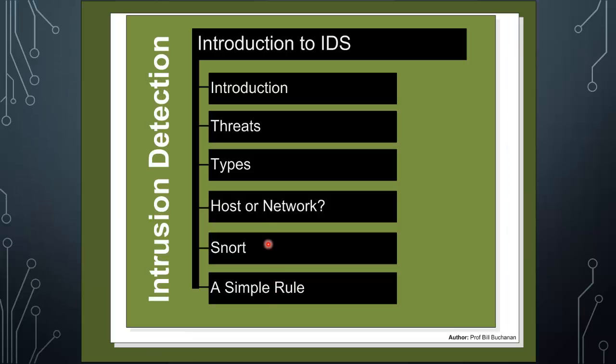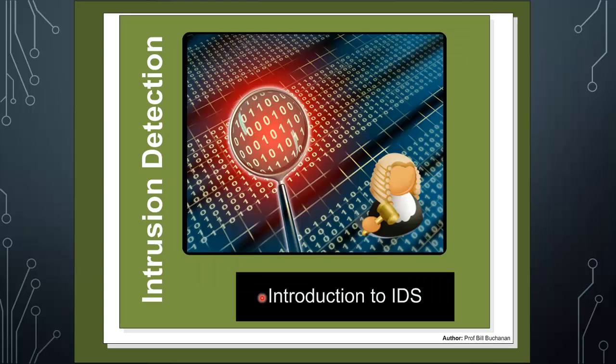Okay, so we'll look at a basic introduction to IDS systems, some basic terms that we normally use when we use IDS, and look at some outlined threats that an IDS is particularly useful for. We'll look at the different types of IDS systems, then we'll look at whether we use a host-based IDS or a network-based one, and then we'll look at a practical example of an open source package called Snort, and look at a very simple rule for using Snort.